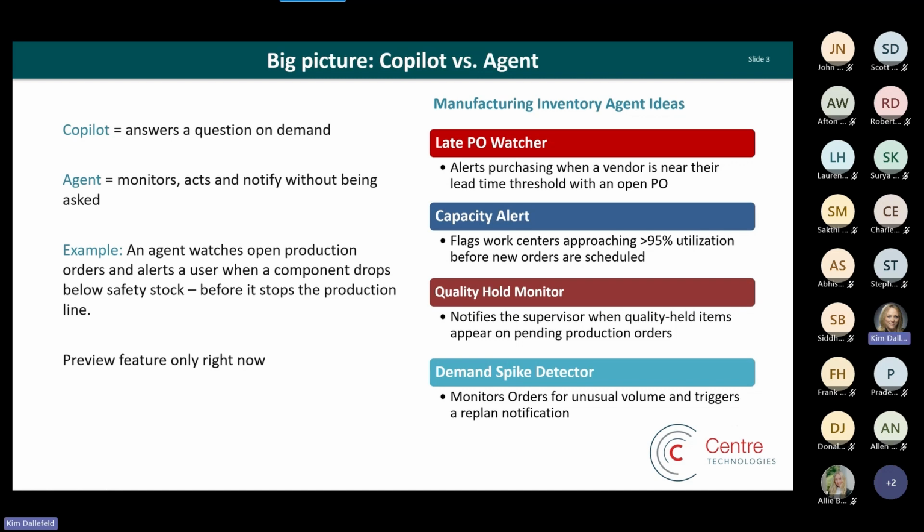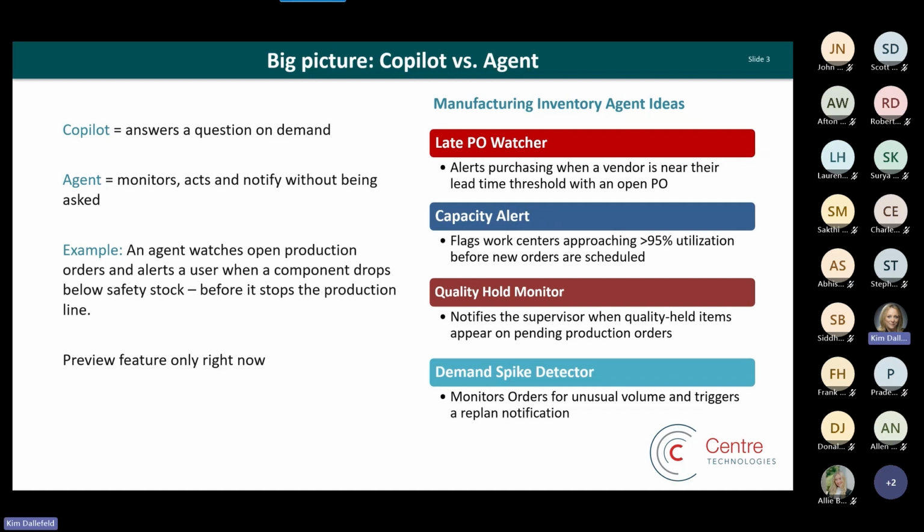Going back to that big picture just a little bit, right? Copilot answering the question, agent monitoring things and acting. I was like, so like what? And I stole this from a colleague, and it's related to manufacturing inventory, but some of the ideas were, well, you want to look for POs that are coming in late. And tell me about them, right? Right now we can see them, right? But somebody's got to monitor it. Well, an agent can sit there and monitor it for us.